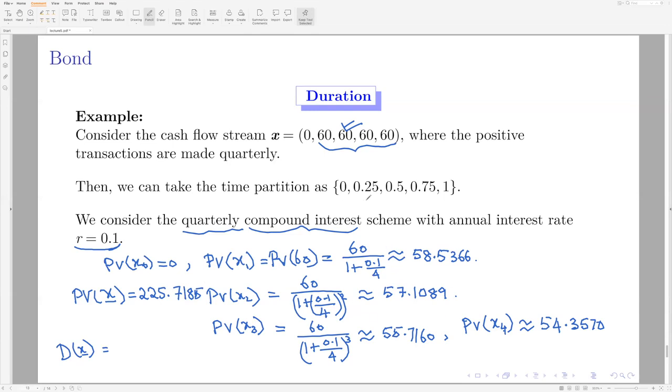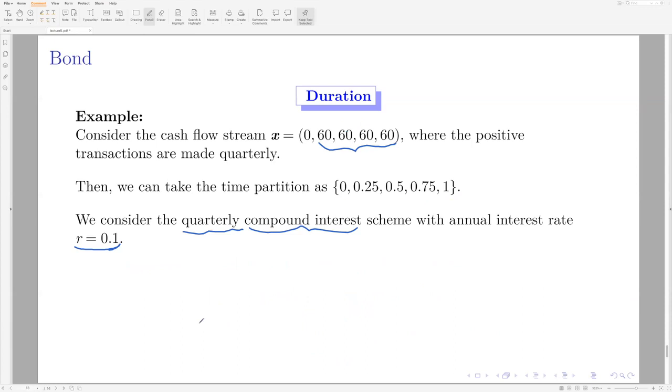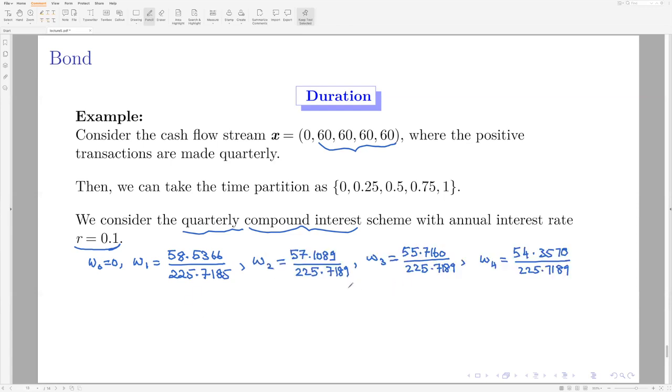The weighted sum of the time where the weights are calculated from the PVs. So with all these numbers, the weight W0 is 0, W1 is 58.5366 divided by 225.7185, and similarly the other weights you can find. The other weights are given like this, and therefore the duration of X can be calculated, and it is given by approximately 0.6173. So roughly what happens is the duration, that is the person on average has to wait for this much percentage of the total period.